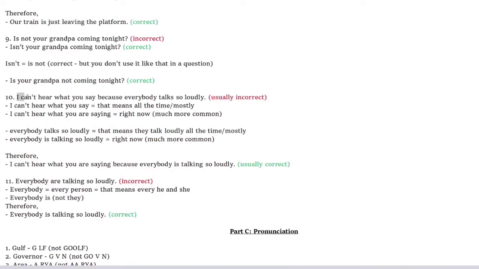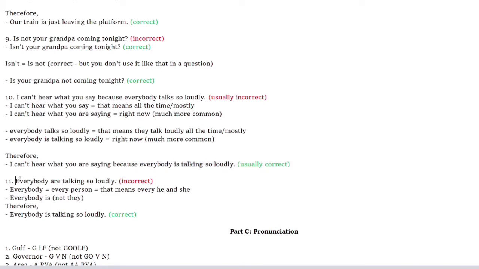Right, 10. I can't hear what you say because everybody talks so loudly. Again, it'd be usually incorrect. What? Every time you can't hear this person because everybody else talks so loudly? No, that's not a normal situation. So, I can't hear what you're saying because everybody is talking, or everyone is talking so loudly. Now this would be a sentence that you usually use.